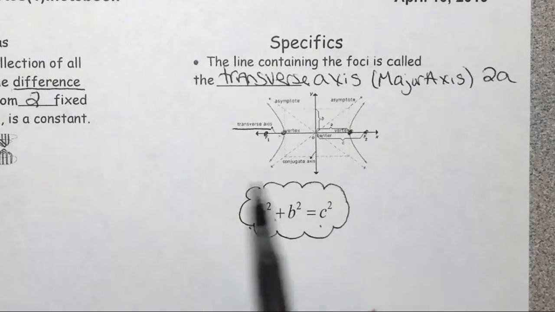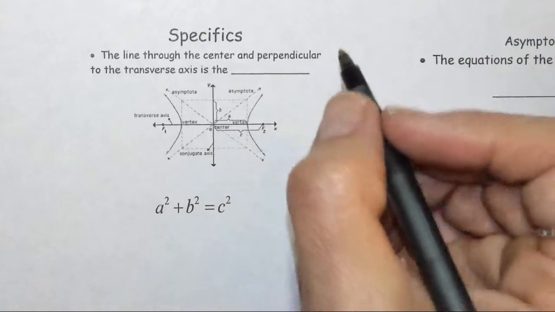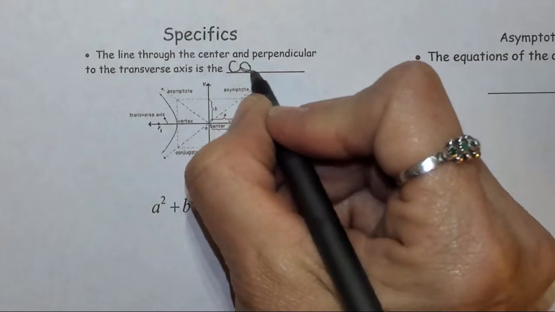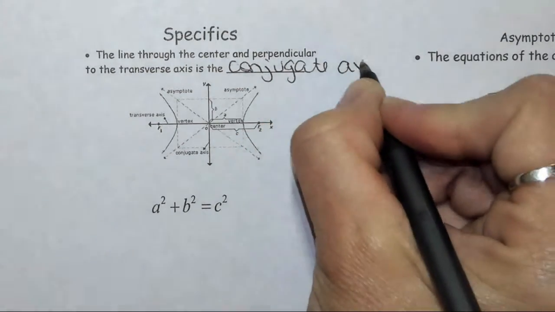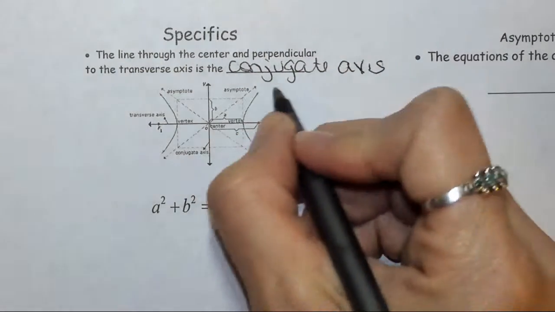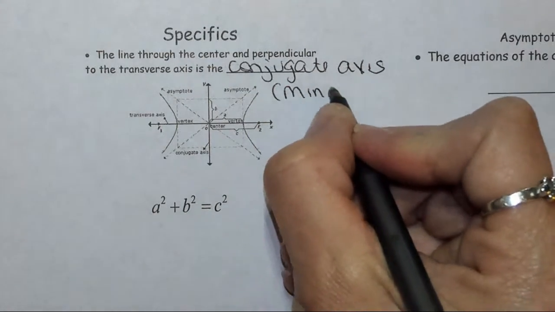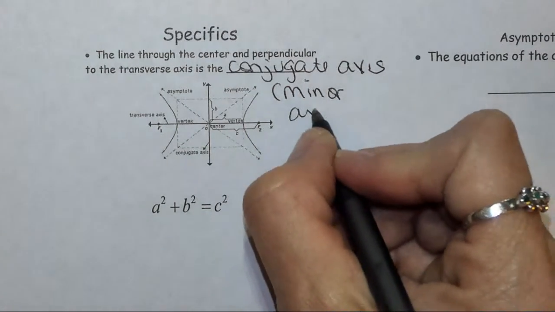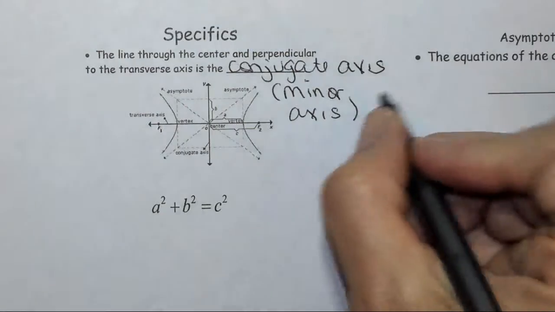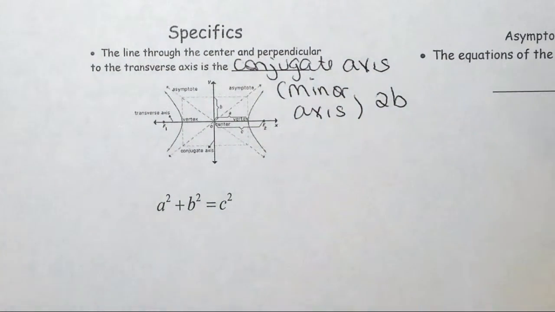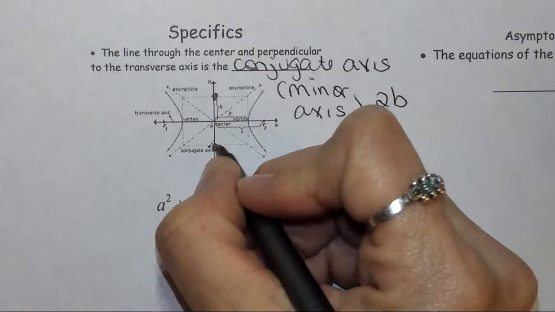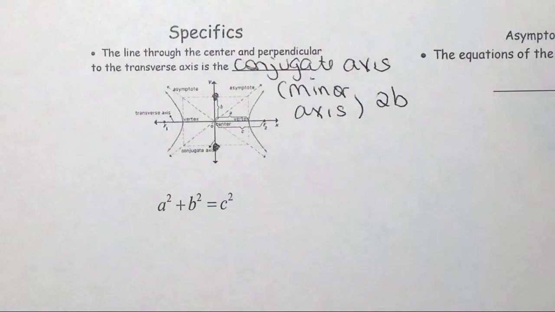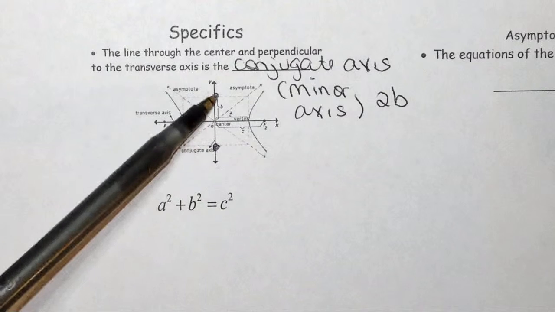Okay? We're calling the major axis the transverse, and we're going to call the minor axis the conjugate axis. Again, they gave it a new name. Not quite sure why. Doesn't really matter at this point. I just need to know it. So it's also going to have the same formula that the minor axis did, 2 times b. So from covertex to covertex. These are the endpoints of the minor axis.